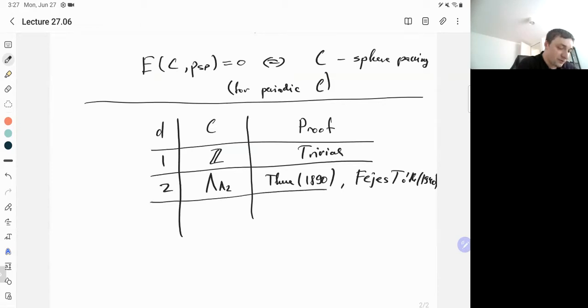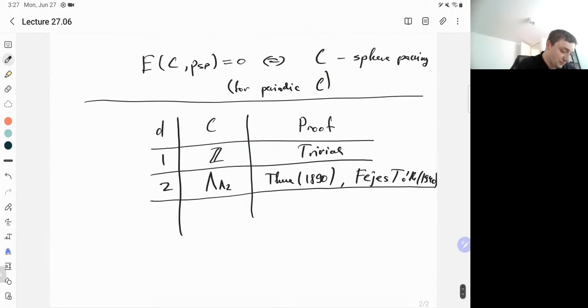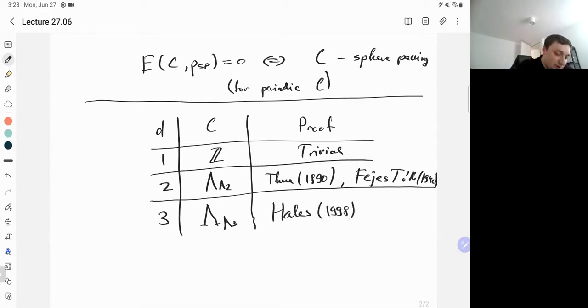Okay, so dimension 2 is, well, difficult, but it has been known for a long time. Dimension 3 is the famous Kepler conjecture. And here the answer is, well, it's again a lattice, but in fact, it's not the only solution. So it's a lattice of root type A3. And here the proof is due to Hales from around 1998.